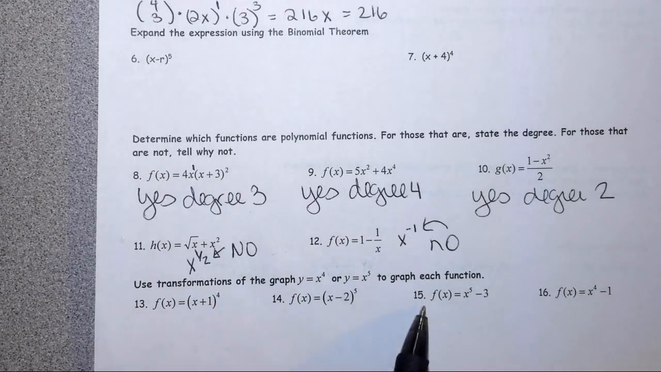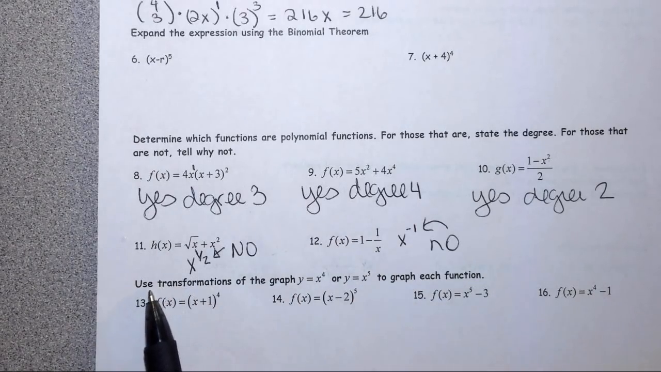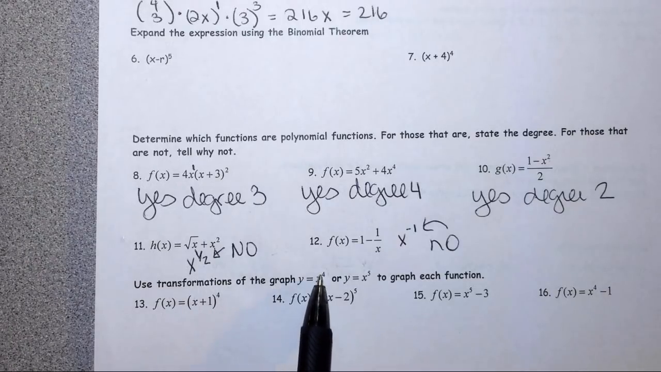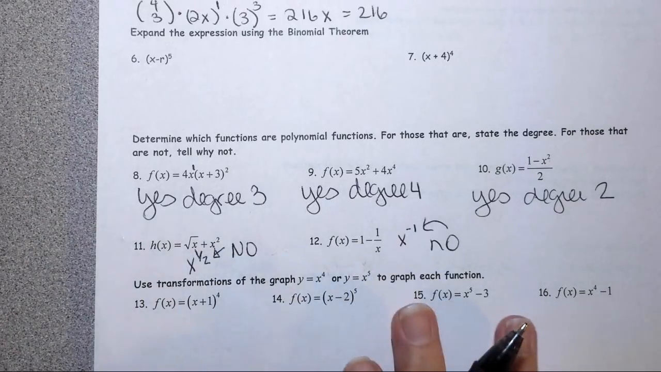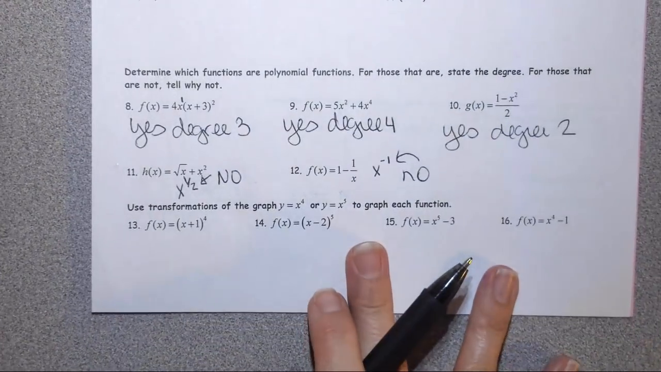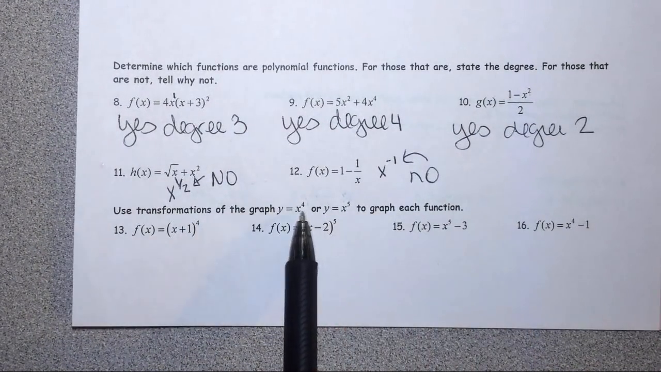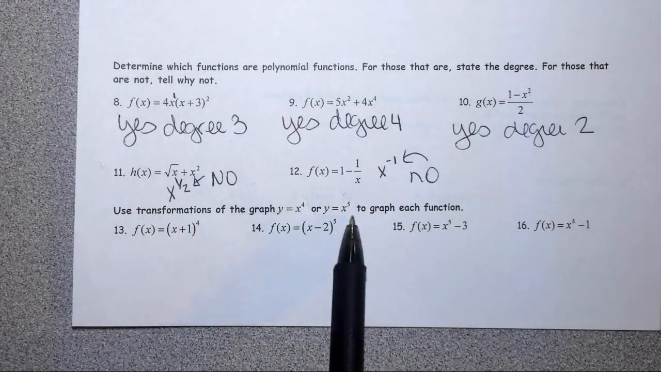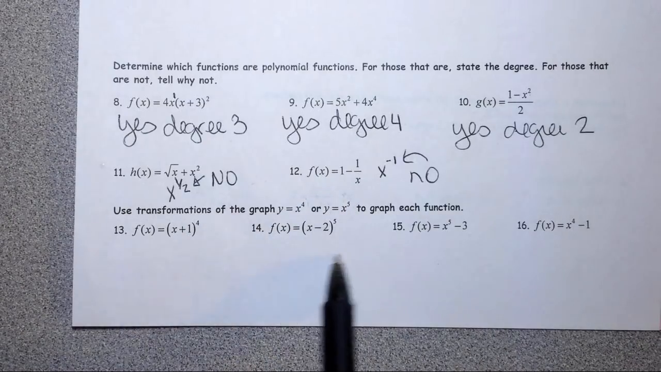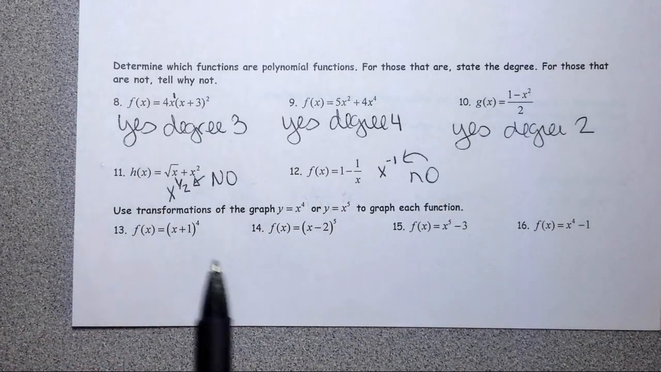On 13, 14, 15, and 16, they're asking you to use transformations of the graphs of x to the 4th and x to the 5th. So what they're asking you to remember is not only your transformations, but that even graphs all look parabolic, and odd graphs all have a right arm going up and a left arm going down.